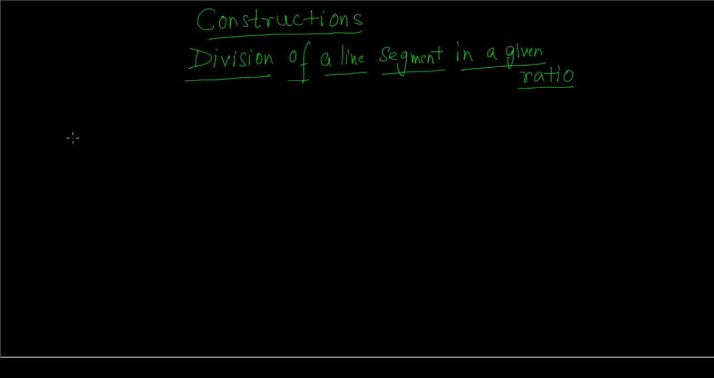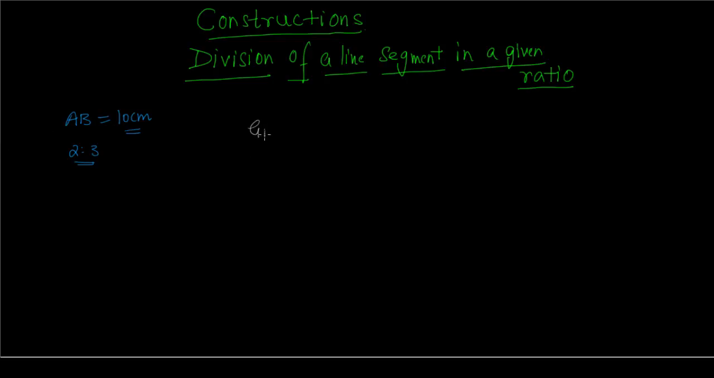For example, a question is there that you have a line segment AB equal to 10 centimeters, and you need to divide it in the ratio 2:3. Suppose I want to divide it in this ratio. So this is the ratio I want to divide it in, and this is the length of that line segment. I'm going to answer it in the exact same stepwise manner as you would in the exam.